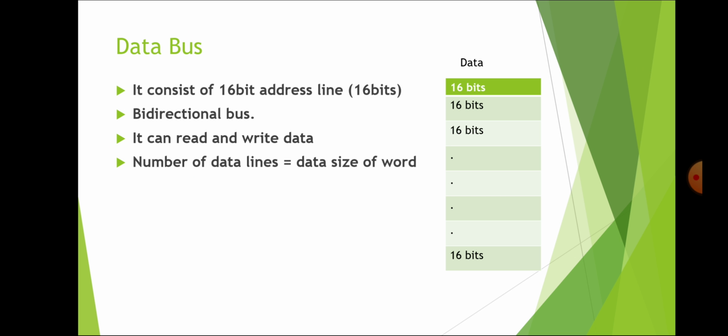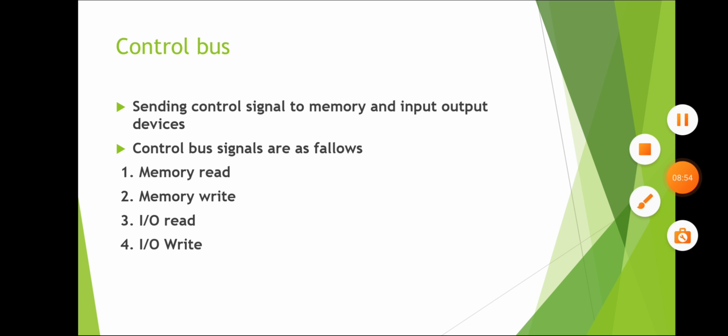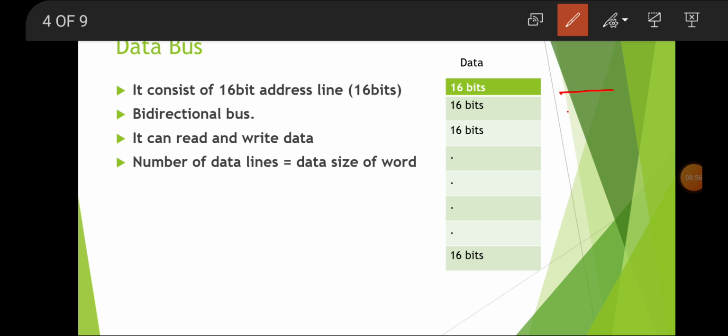Now this memory has different locations, and each location is nothing but your address. This address is accessed by your address bus, but the data is carried only by the data bus. As we studied in the last slide, this is location number 1, location number 2, location number 3, location number 4, and location number 4 has data of 16 bits. It can be anything.